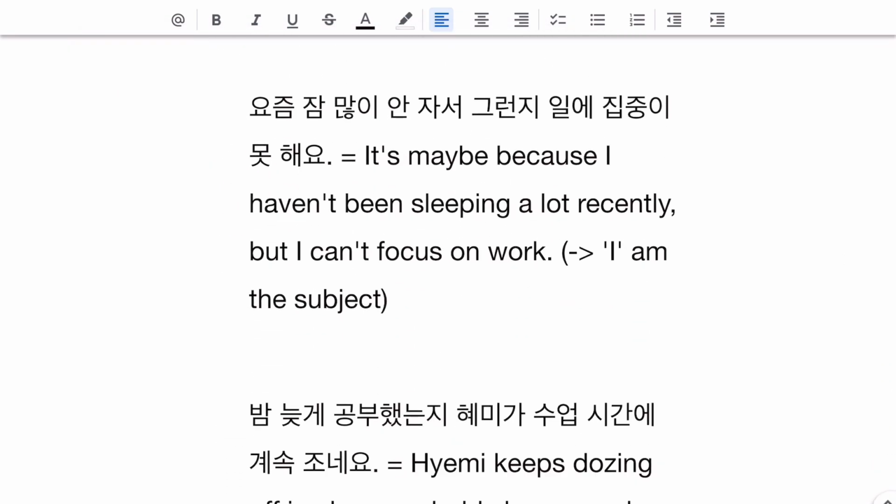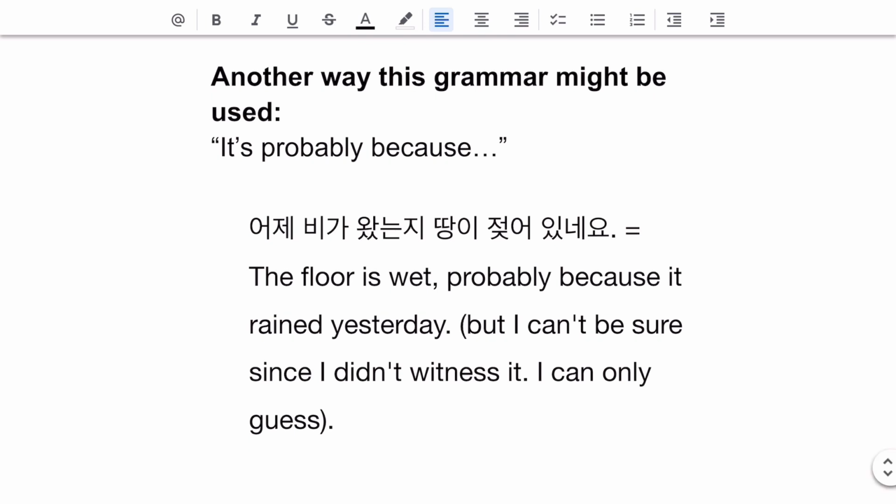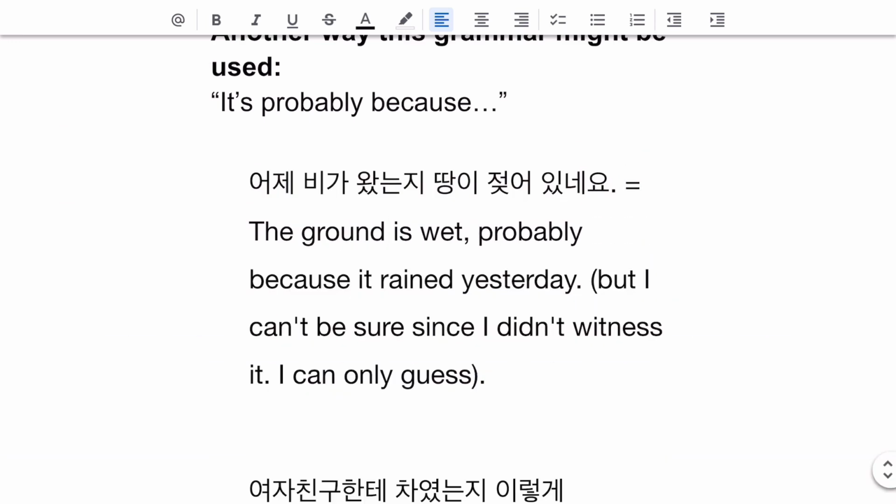Okay. And then I think this is the last little part we need to know about this one. There's another way it can be, not used, but it might be translated sometimes in certain situations as "it's probably because blah, blah, blah." So this first one: the ground is wet, probably because it rained yesterday.